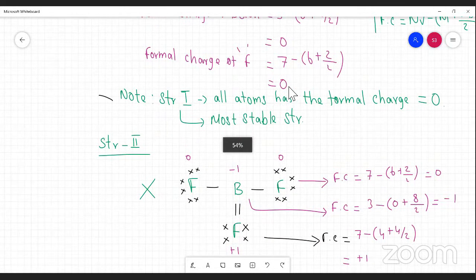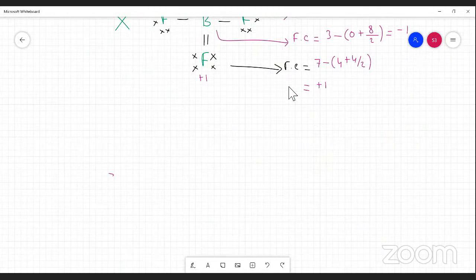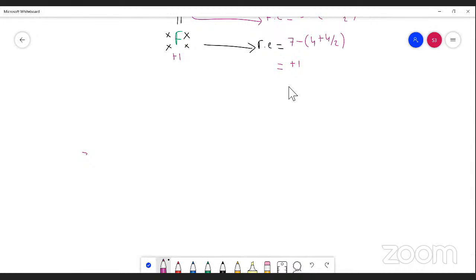So we are taking the next one. It is the odd electron molecule. So the second one is the odd electron molecule. Molecule with an odd number of electrons.